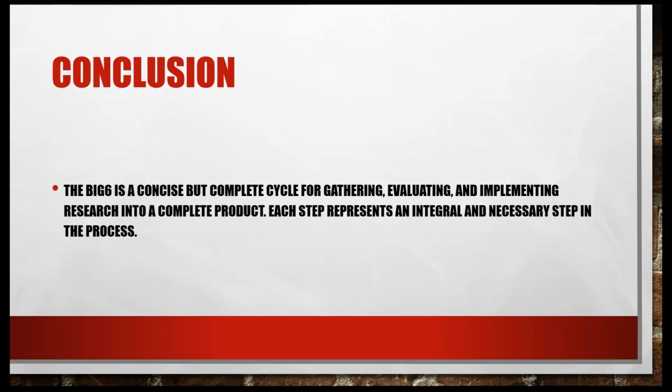Ultimately, what I want you to know is the Big Six is a concise, that means short, but complete cycle for gathering, evaluating, and implementing research into a complete product. Each step represents an integral and necessary step in the process. So what we're going to do now, your teacher is going to navigate you over to a couple of YouTube videos that are going to talk a little bit about the Big Six. And from there, we're going to wrap up by kind of going over one more time what the Big Six is.